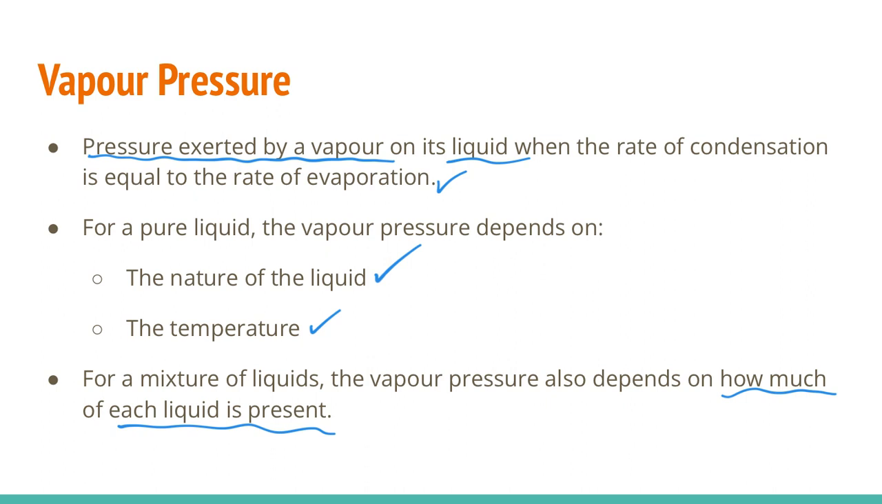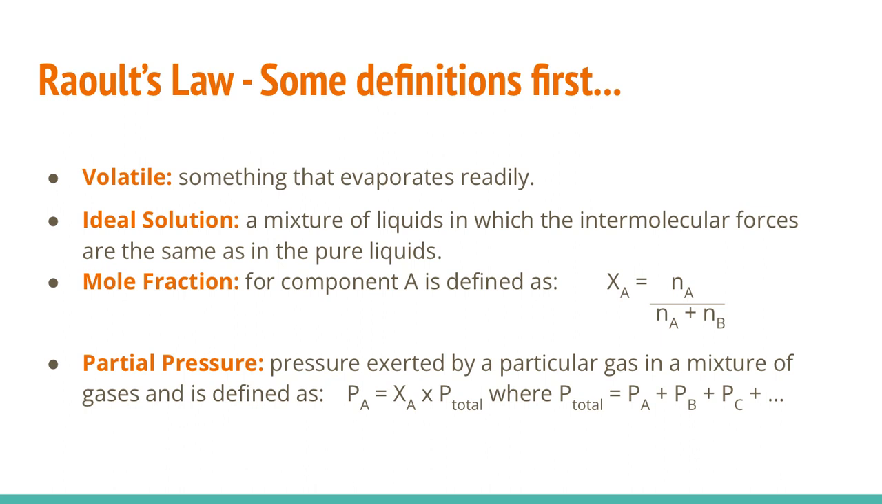So this is really important to understand because that gives us information about fractional distillation and how we can purify different drugs and medications if we know how much of each is present within the vapor itself. So getting into Raoult's law, we need some definitions to start off with. First, the first one is volatile. That just means something that evaporates readily.